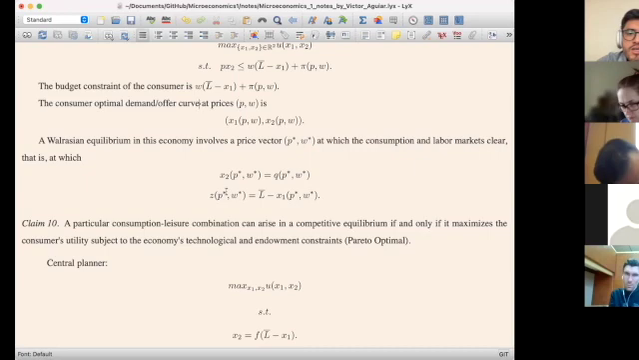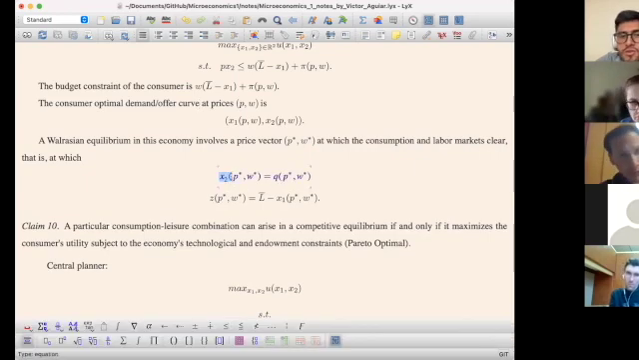So essentially, I want the demand of Robinson for coconuts at the equilibrium price to be equal to the quantity of coconuts produced in the economy. So X2 is equal to Q, okay? Supply is equal to demand.